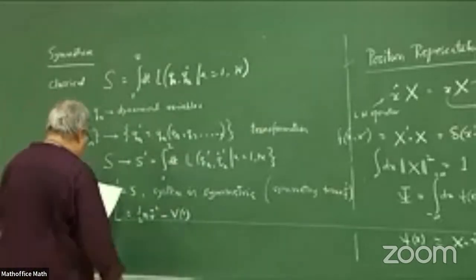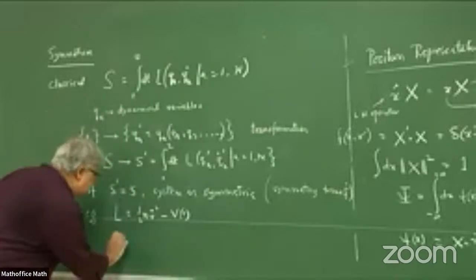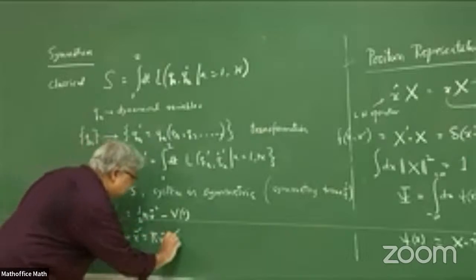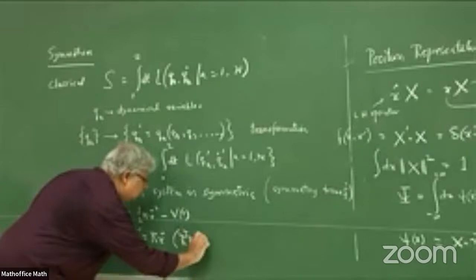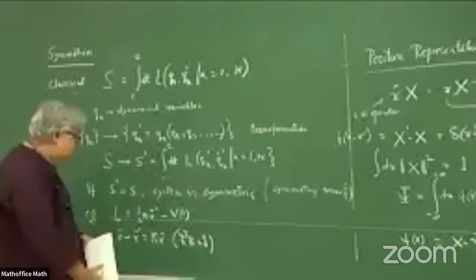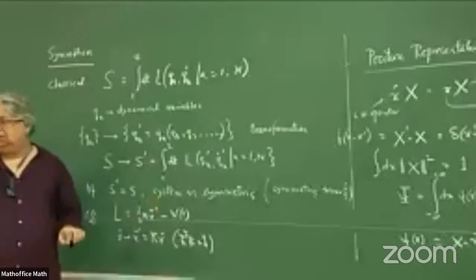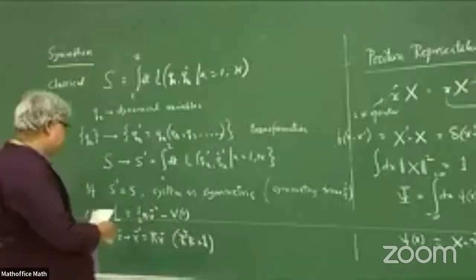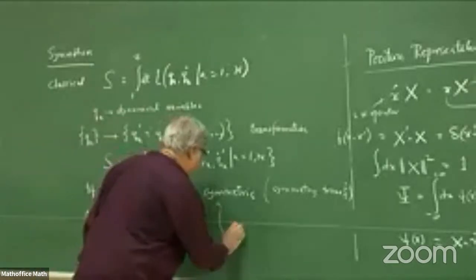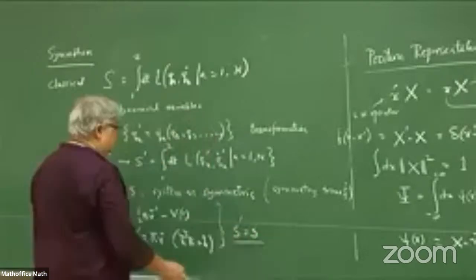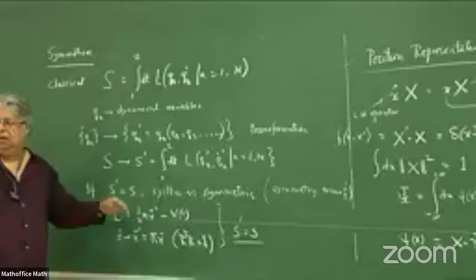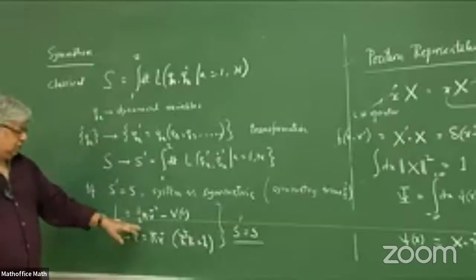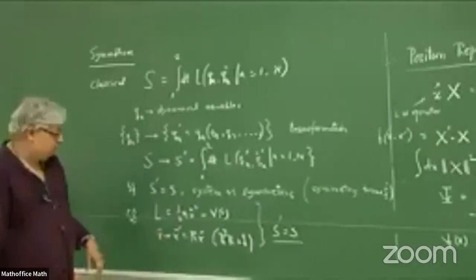You have this, for example, and then you have a rotation. X goes to X prime, R of X. And for a rotation, you know what happens? B squared doesn't change, R doesn't change, the Jacobian doesn't change. So therefore S prime is equal to S. So here is a case where you have a symmetry, and rotation is a symmetry of this particular action.